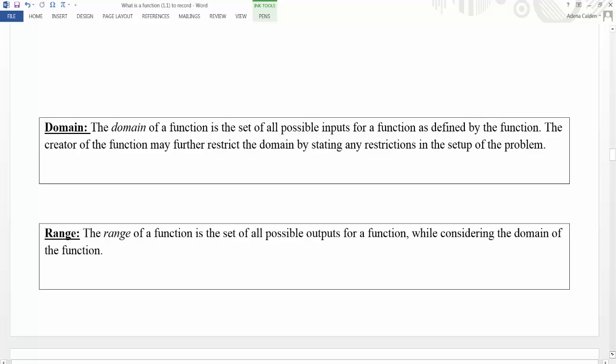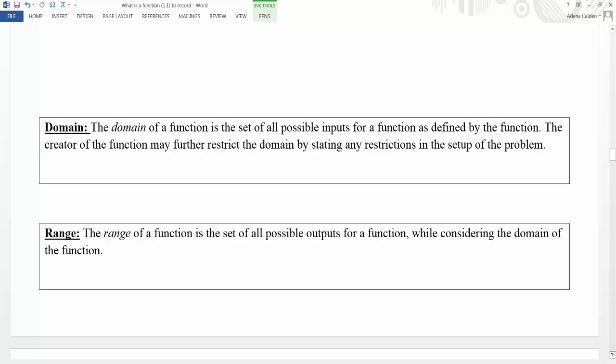So the domain of a function is the set of all possible inputs for a function as defined by the function. The creator of the function may further restrict the domain by stating any restrictions in the setup of the problem. Now, what does that mean? When we consider all possible inputs for a function, we're really asking, is there anything we shouldn't be plugging into this function? Now, different functions have different rules.